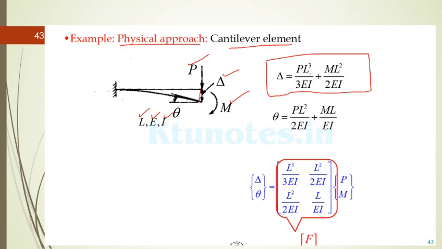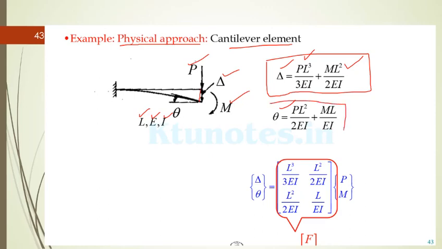Delta is equal to PL cubed by 3EI. It is the deflection of a cantilever beam with the tip load P, PL cubed by 3EI, plus this is the deflection of the cantilever at the tip due to the application of a moment, ML squared by 2EI. It's the total delta. Theta is equal to PL squared by 2EI plus ML by EI.